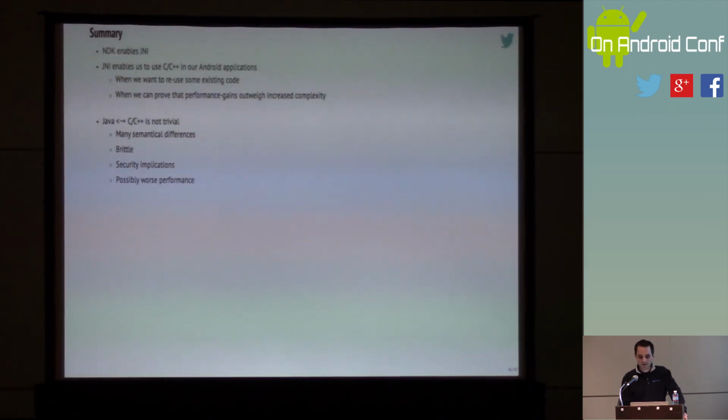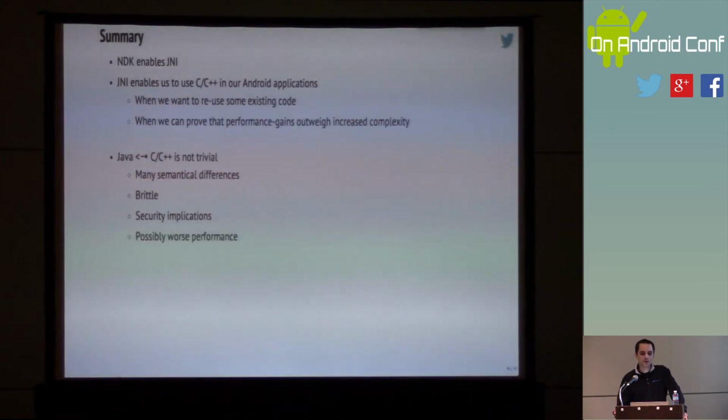Now, to summarize all of this, NDK enables JNI. JNI is basically what enables us to take advantage of C, C++ code, and Java code, in this case specifically on Android. It's mostly used when you want to reuse existing code, and sometimes in the name of performance, but only when you can prove that it makes things better rather than worse.